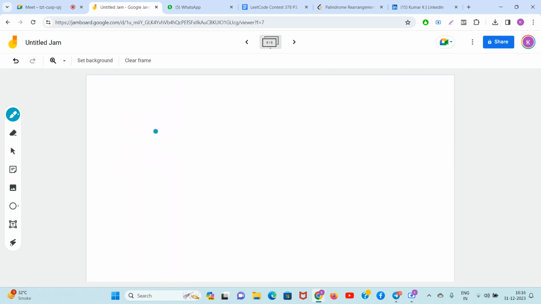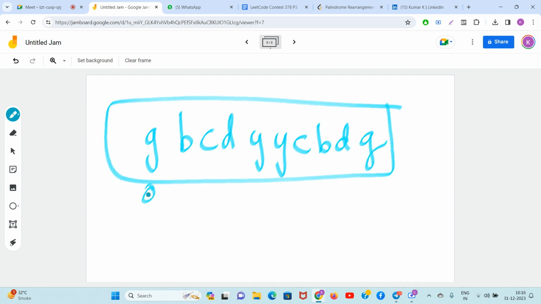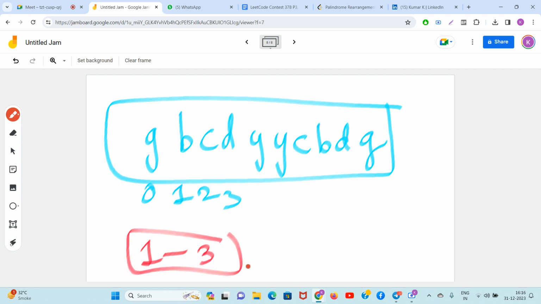Let's say I write G B C D, C B D G. The query given to you is index 0, 1, 2, 3. You know these indices now. The query given to you is 1 to 3, and 6 to 8.